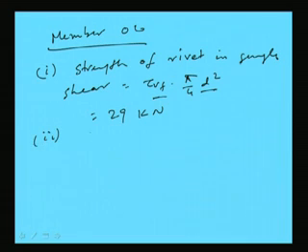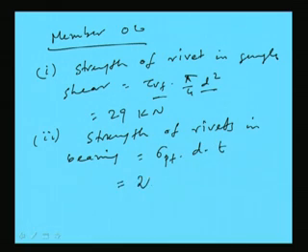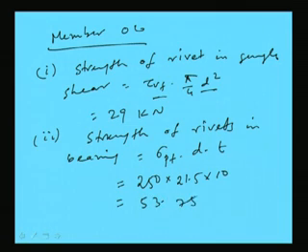Now, strength of rivets in bearing, that we have to find out. This will be similar to the earlier one, strength of rivets in bearing. This will become sigma Pf into d into T. Here sigma Pf will be 250, diameter will be 21.5 and thickness of the angle is 10. So, this is becoming 53.75 kN.